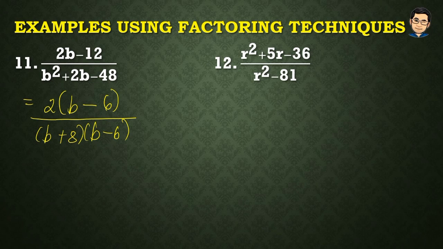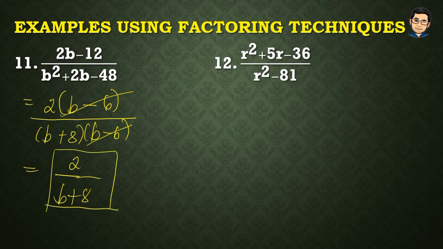Then, we can cancel out b minus 6. So, our final answer will be 2 over b plus 8. Okay. Again, we cannot cancel 2 tsaka 8. It's because meron pong operation or may mga terms pa na nakalagay before 8.